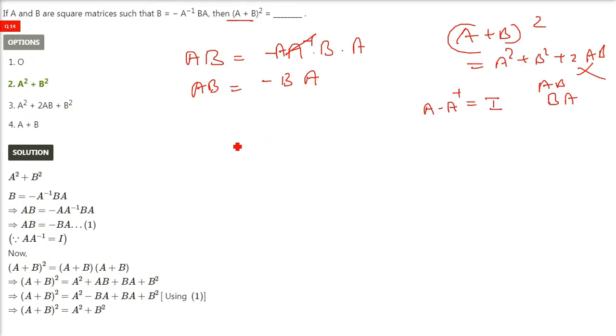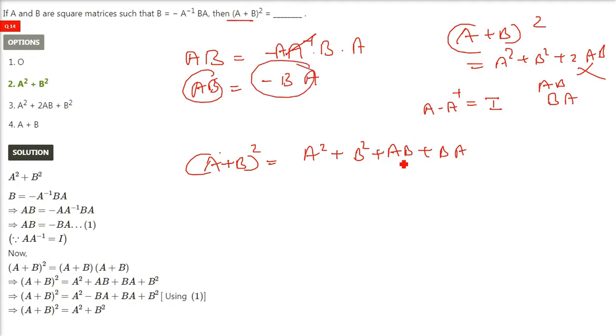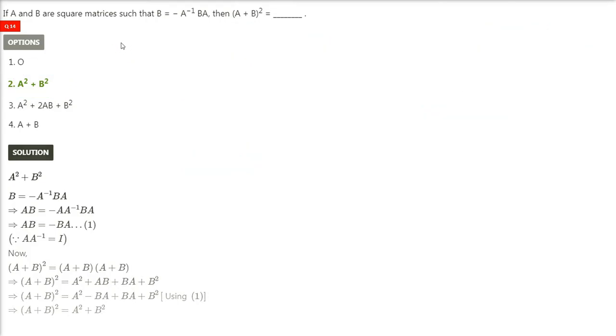Let us now turn to (A plus B) whole square. This is going to be A square plus B square plus AB plus BA. Now AB is equal to minus BA, so this is minus BA. You can cancel these two out. It will be A squared plus B square, and that is your answer here. Second option is your correct answer.